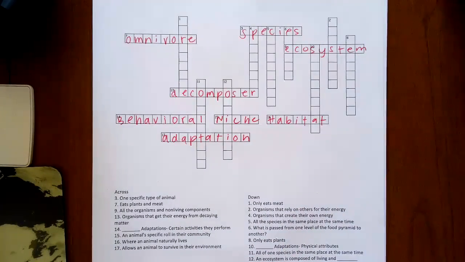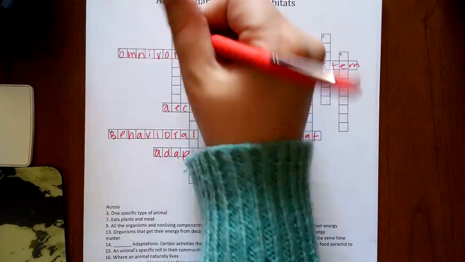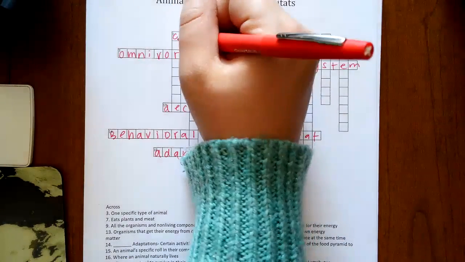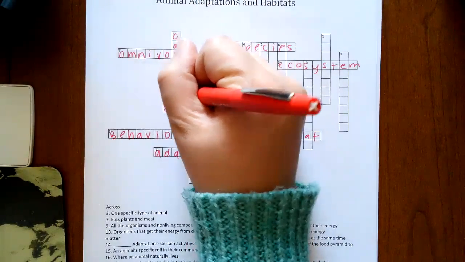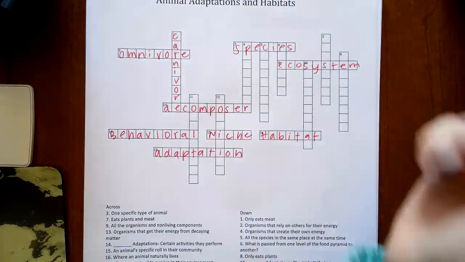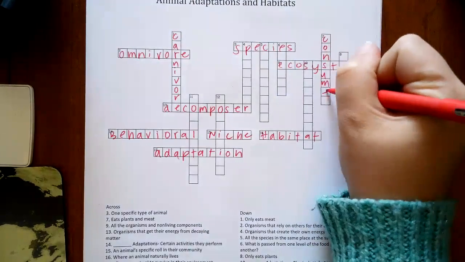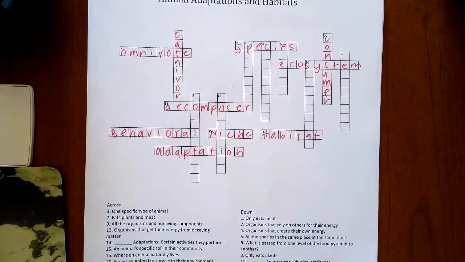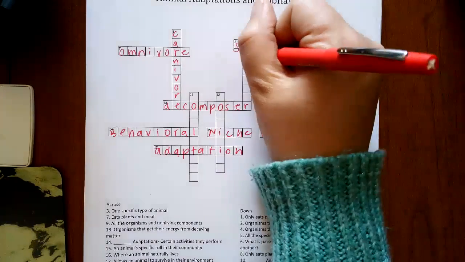Now I'm going to do the down. Only eats meat. That's number 1. It's a carnivore. Organisms that rely on others for their energy. Those are called consumers. So we are consumers. We have to eat other plants and animals to survive to get our energy. Organisms that create their own energy are called producers.